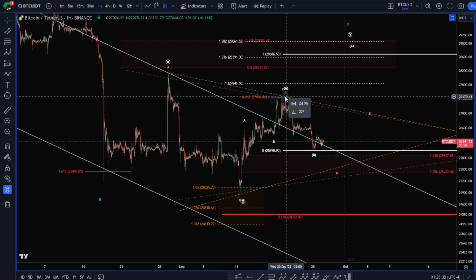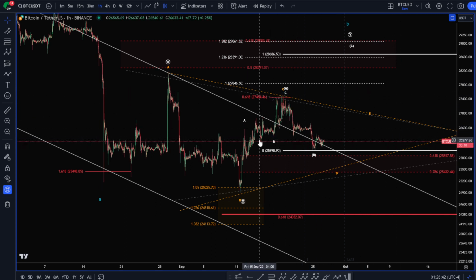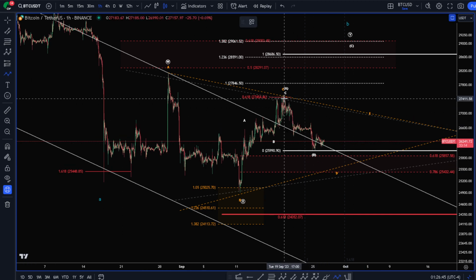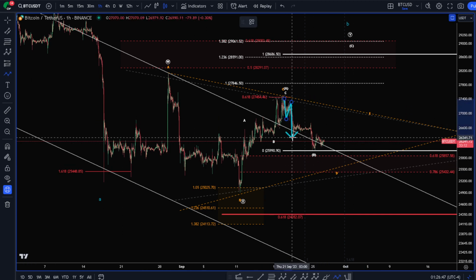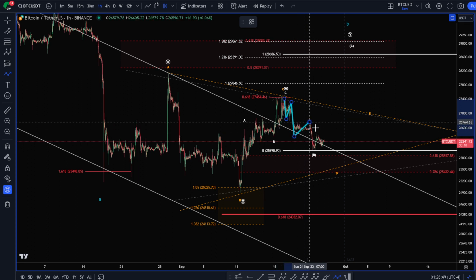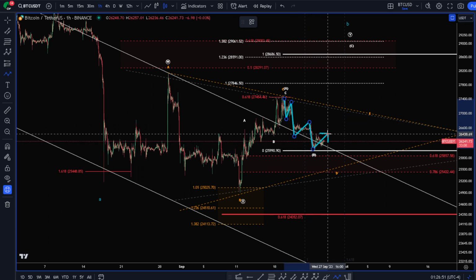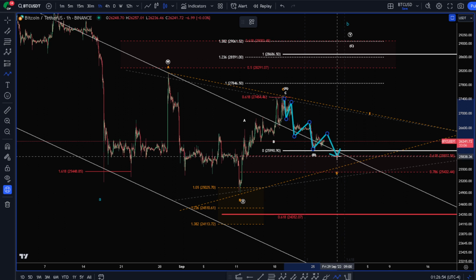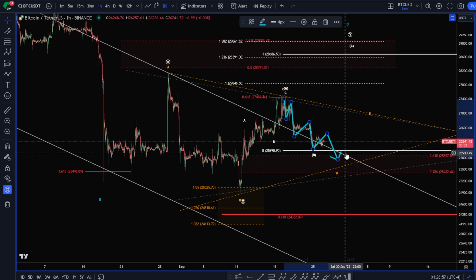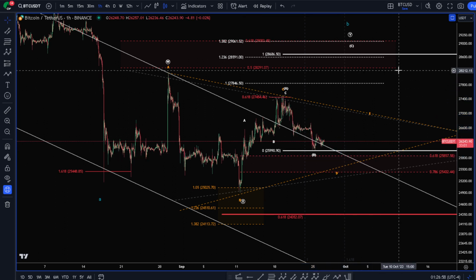Or our C wave finished over here in an ending diagonal. And we have a little more downside to go, and we have a double zigzag. We have our A, B, C, X, A. This could get a little more upside, B, C, like that, and then we go to the upside.